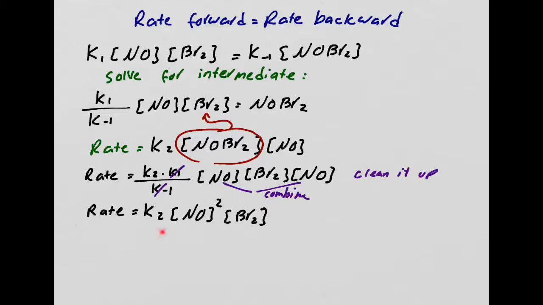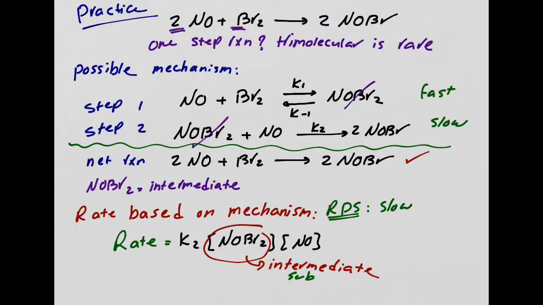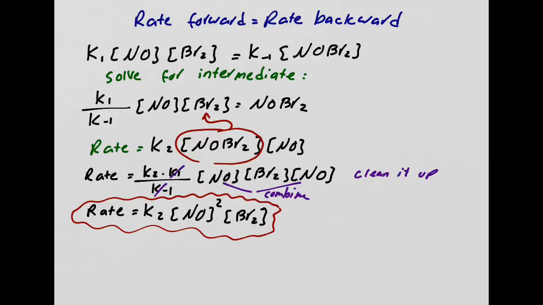Now this was my rate determining step. It's good since I subbed it. It has NO to the power of 2, Br2 to the power of 1. So if I go to my main reaction, that means NO was a second order reaction and Br2 was a first order reaction. Now I have one, great. There's no intermediate here.